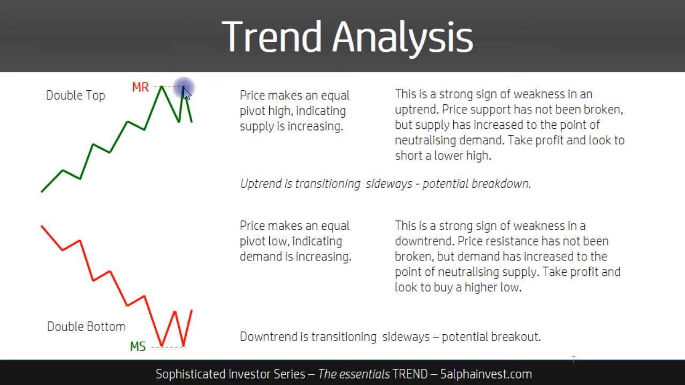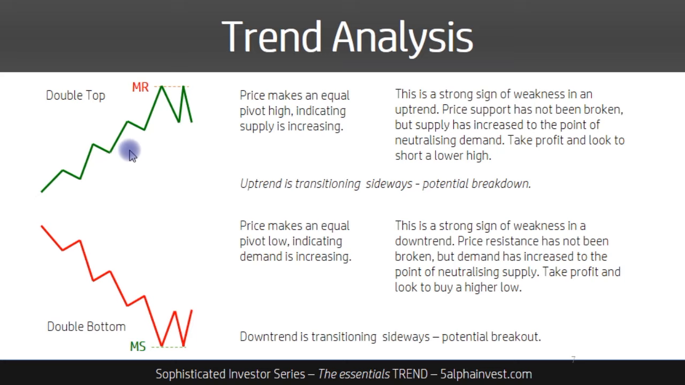But in this case, price only moves up to the most recent area of resistance or the most recent pivot high and then rolls over and comes back in. So this retracement leg here is 100% to the downside. So here we have a retest of the most recent pivot high. We can refer to this as a double top. Okay, and what it means here is that price makes an equal pivot high, indicating that the selling is increasing or the supply is increasing.